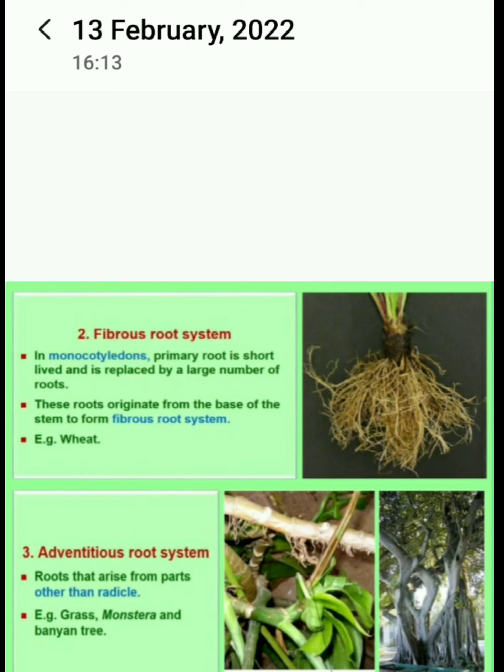Moving to the second kind of root system, that is the fibrous root system. In monocotyledonous plants, the primary root is very short-lived. In taproot, we have seen that the primary root has a long life and gives rise to lateral branches such as secondary and tertiary roots. But in the fibrous root system, seen in monocotyledonous plants, the primary root is short-lived and is replaced by a large number of roots.